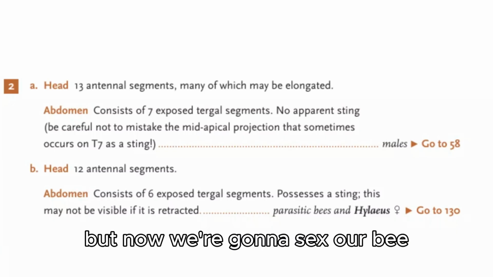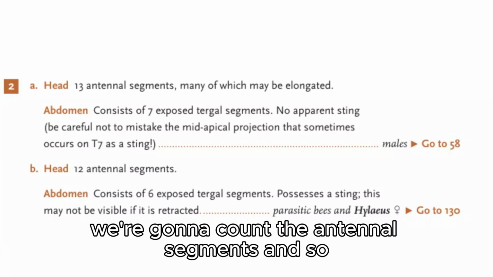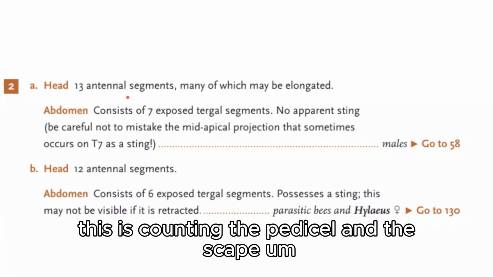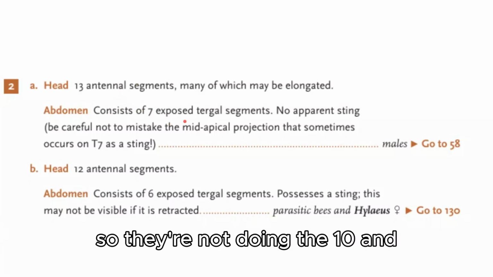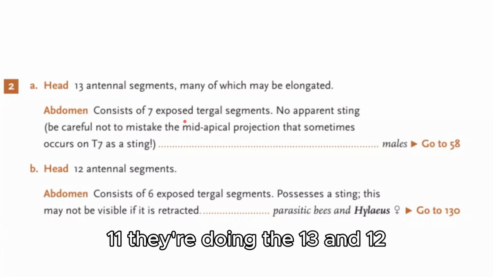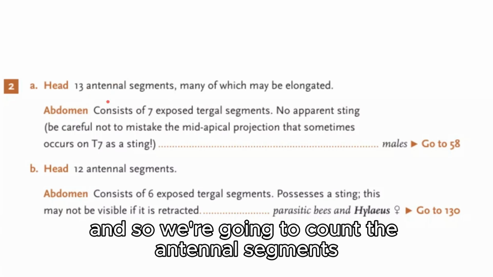But now we're going to sex our bee. We're going to count the antennal segments, and this is counting the pedicel and the scape. So they're not doing the 10 and 11, they're doing the 13 and 12. And so we're going to count the antennal segments.